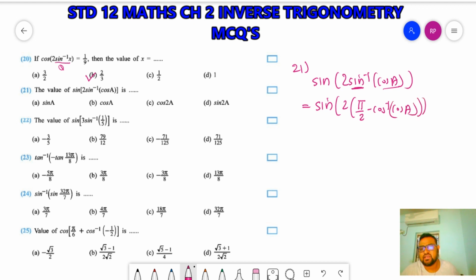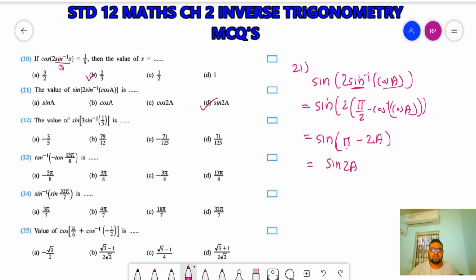Now it's easy. Sine 2 into pi by 2, that is, 2 gets cancelled, pi minus 2 cos inverse cos A. Here, sine of pi minus 2A, pi shift, so it's sine 2A, and pi minus is the second quadrant, so it will be sine 2A. So D is the correct answer.